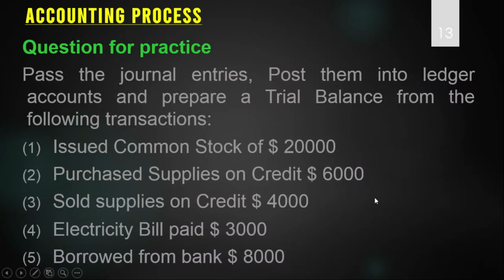But before that, I am giving you a question for practice. I have given you some 5 transactions for practice. With these transactions, what you have to do, you need to pass the journal entries. Then you need to post them into ledger, which means you need to prepare several accounts that are required, and then find the balance, and the balance will be used to prepare the trial balance. Issued common stock 20,000, purchased supplies on credit 6,000, sold supplies on credit 4,000, electricity bill paid 3,000, borrowed from bank 8,000.